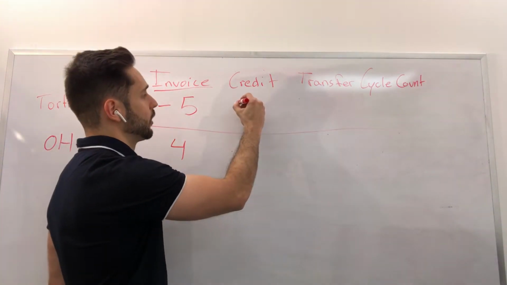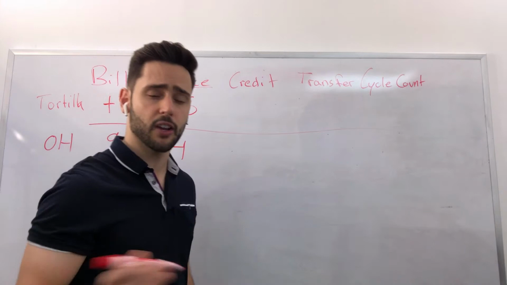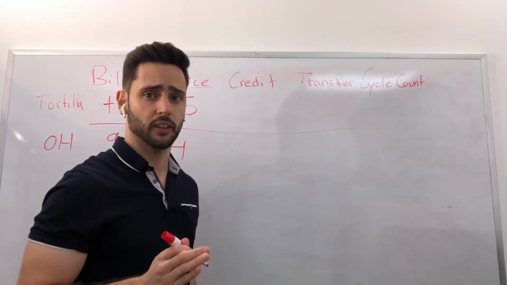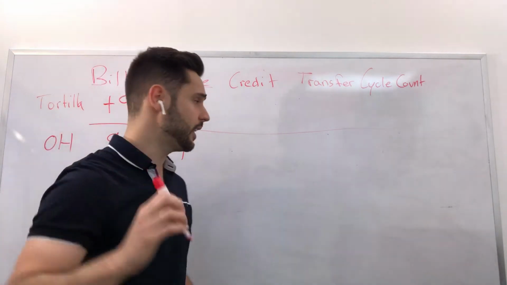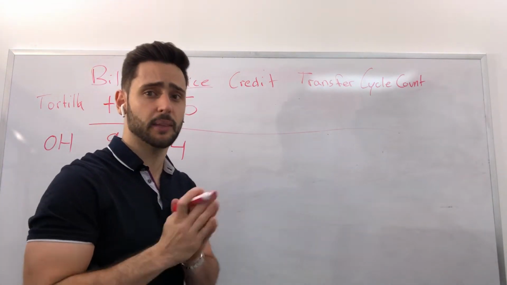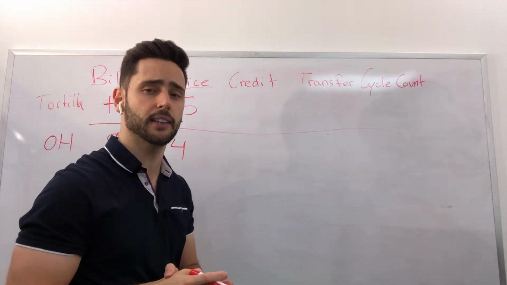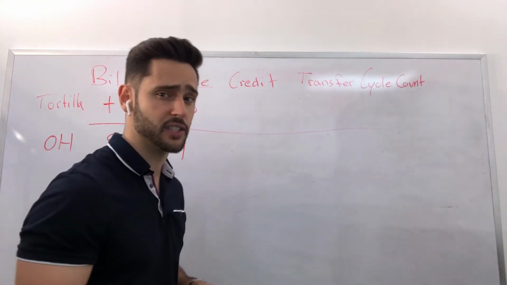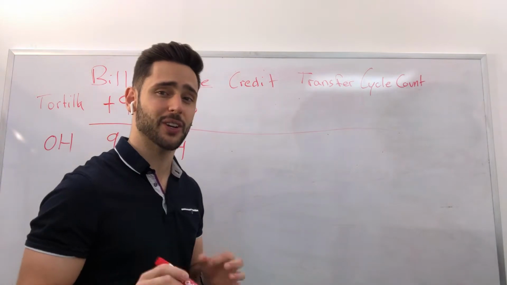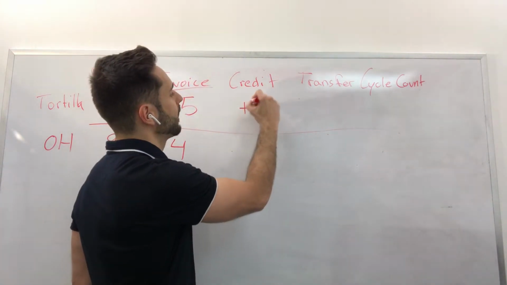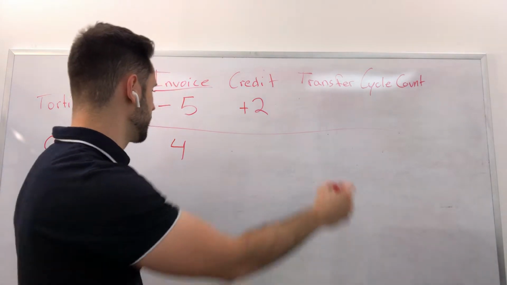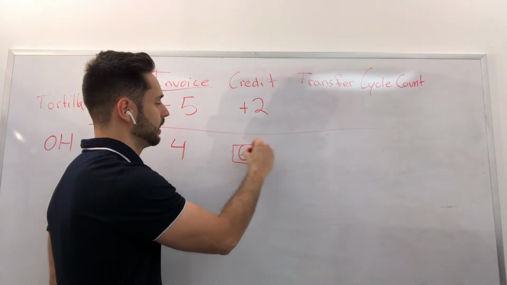Now, a credit is always going to increase your inventory. But keep in mind, this is very dangerous, because as your inventory increases, your system is now going to report that you have 6 on hand, when in reality 2 of the ones that you have on hand are going to the trash can. Either way, let me show you what happens. So let's say we have plus 2. My inventory momentarily is going to go to 6.